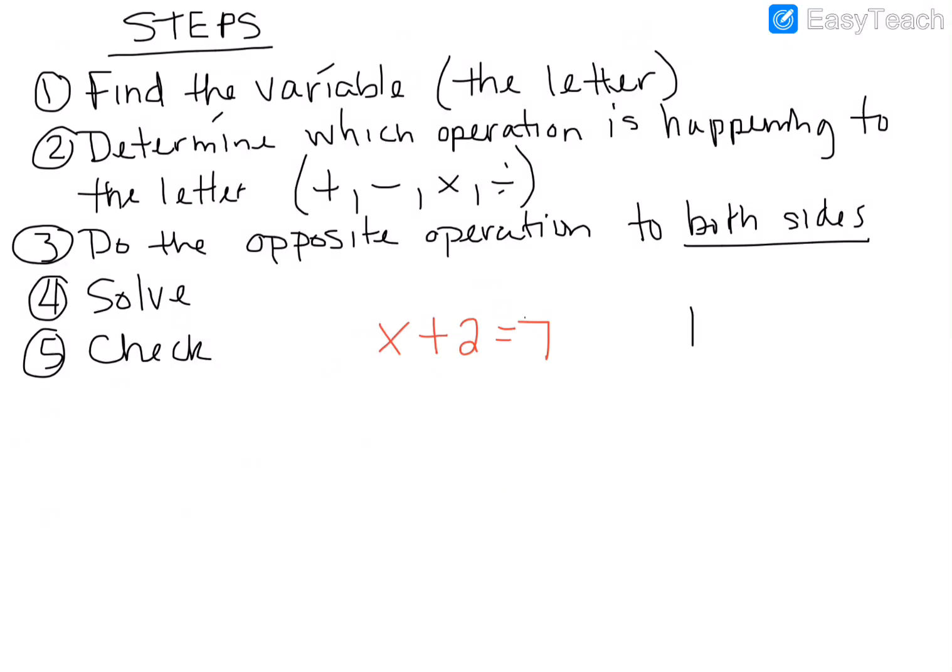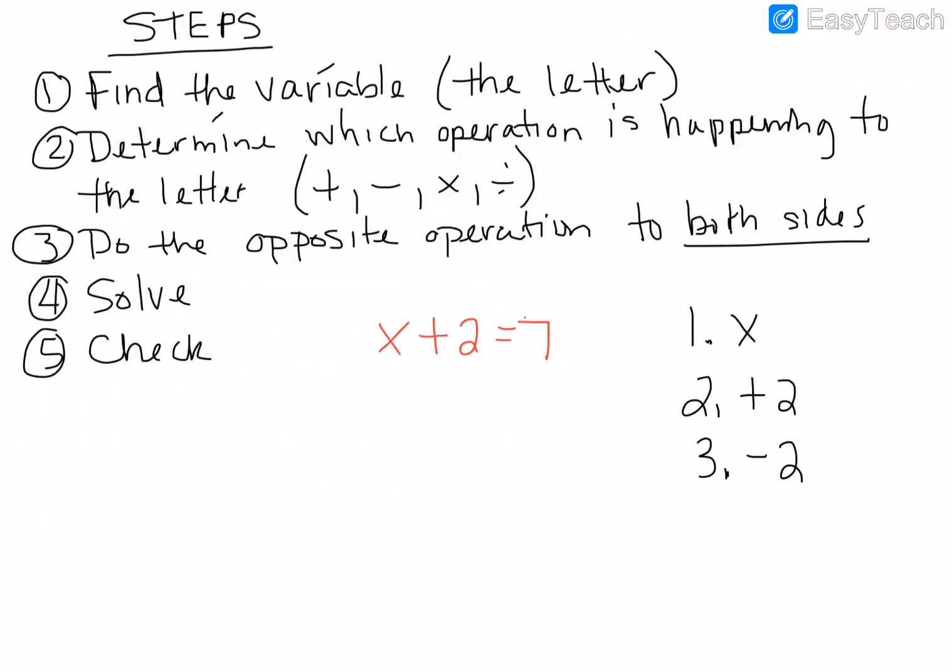Step 1 is to find the variable. This is the letter. And in this example here, x plus 2 equals 7, the variable is x. Now, step 2 is to determine what operation is happening to that letter. Is it add, subtract, multiply, or divide? And this says x plus 2, so the operation is plus 2. Step 3 says, let's do the opposite of that operation. The opposite of plus 2 is minus 2.